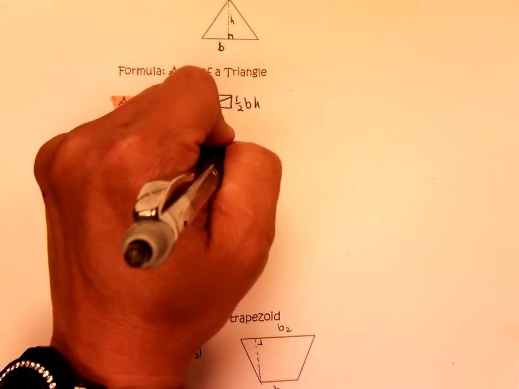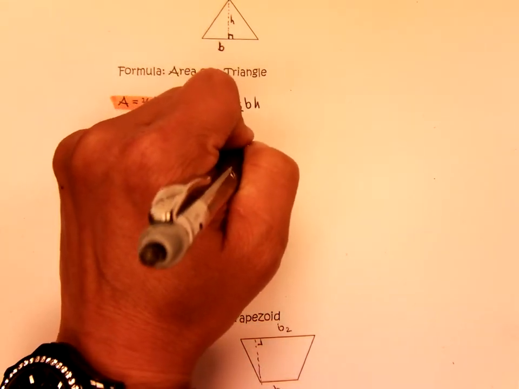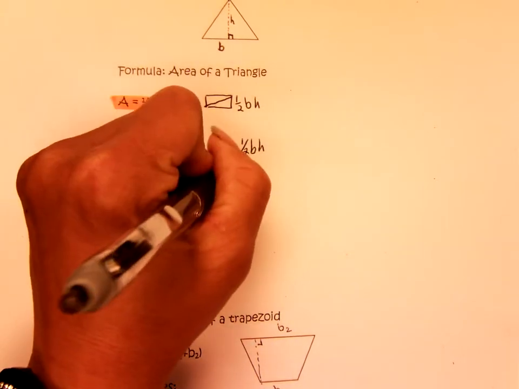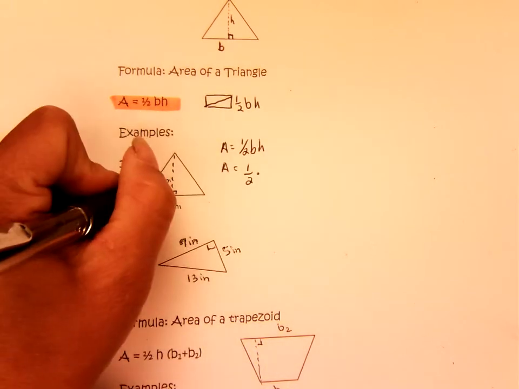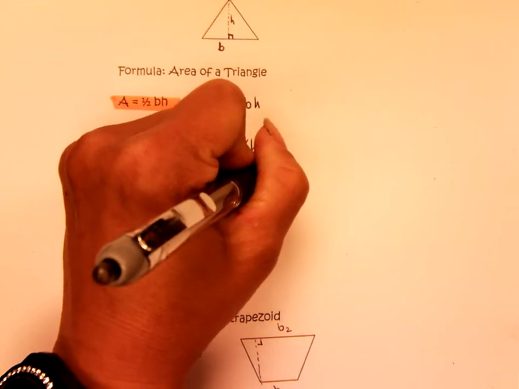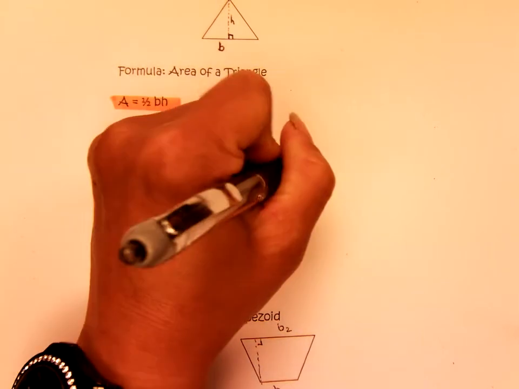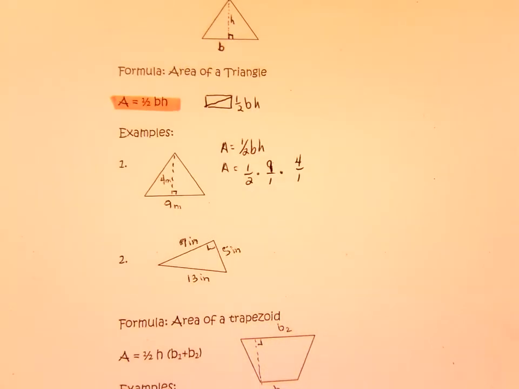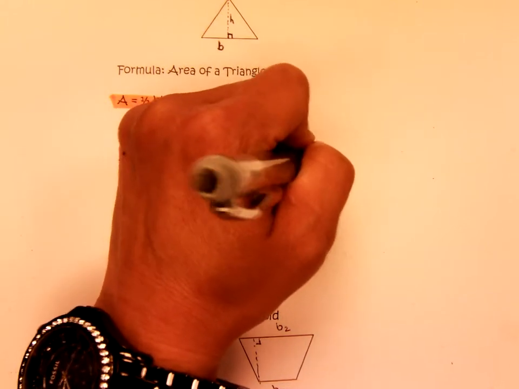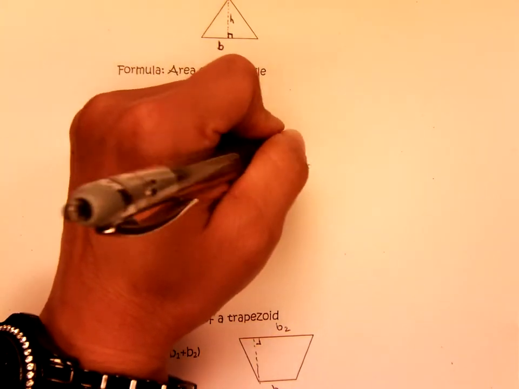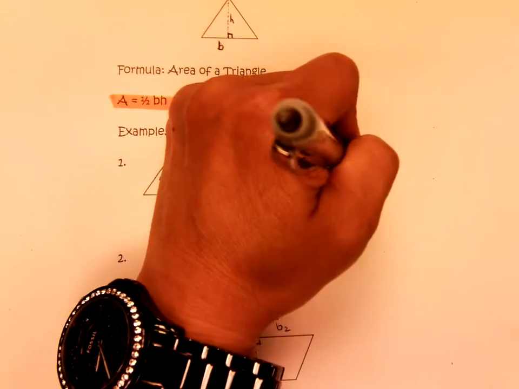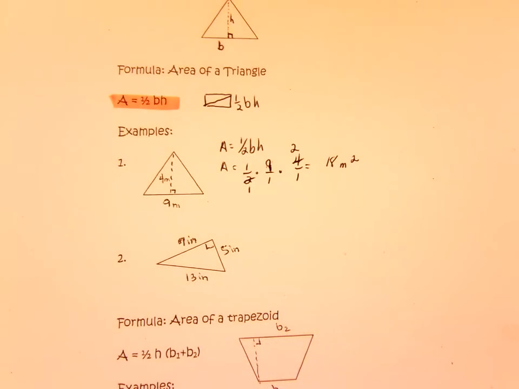So let's look at the first example. First you write the formula: A is equal to 1/2 BH. Replace your numbers. A is equal to 1/2 times base is 9, so 9 over 1, times 4, which is 4 over 1. Now look at it. Are there any numbers that you can cross reduce? Yes, 4 and 2. Then you multiply across: 1 times 9 times 2 is 18, over 1, so it'll be 18 meters squared. Don't forget the meters squared.